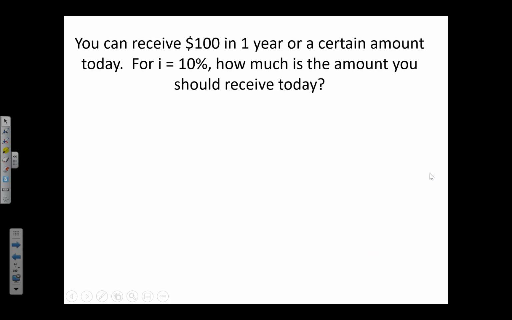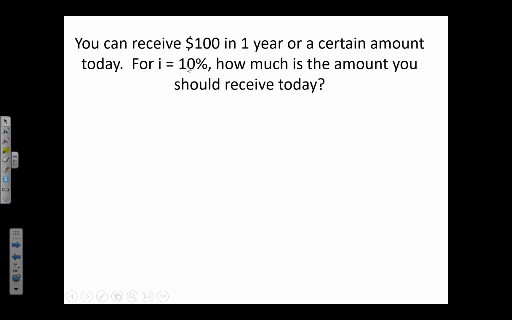Okay, so let's apply this formula, F equals P times (1 plus i) to the n, to solve this question, and just practice the labels. If you have the notes printed out, maybe you could identify what is P, what is i, what is n, what is F. All right, so you receive $100 in 1 year. So that's telling us F is 100. n is 1. i is 0.1, because remember we express the interest rate in the formula as a decimal.